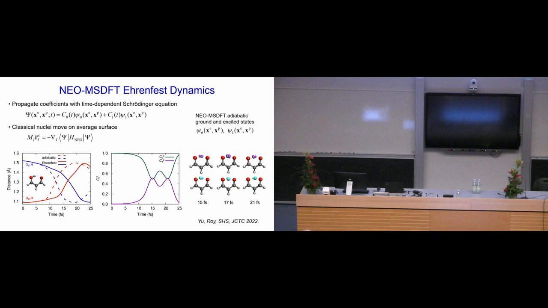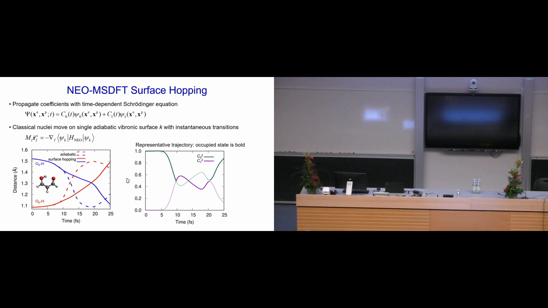Now you might say, wait a minute, Ehrenfest dynamics does not describe branching processes properly, so we can do surface hopping. We do the same thing, integrating these coefficients with a time-dependent Schrodinger equation, but now each trajectory moves on a single surface. So for example, this is just a representative trajectory. And then we include instantaneous non-adiabatic transitions using a method such as John Tully's method. And this is a sample trajectory. You can see that including non-adiabatic effects tends to slow down proton transfer in malonaldehyde.